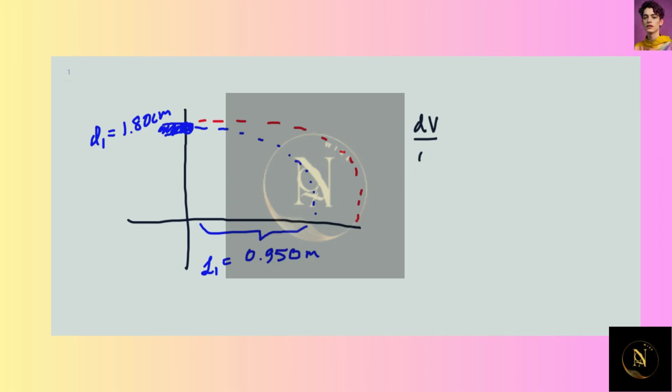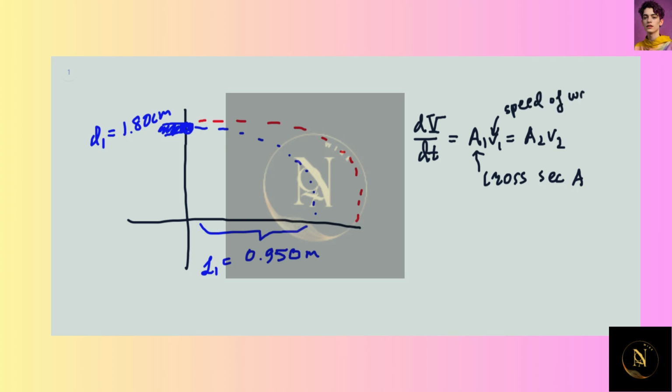So what it says is dV/dt, where V is big V, which denotes volume, is going to be equal to A1 V1, which is also going to be equal to A2 V2, where A is the cross-sectional area of a hose, and then V is the speed of water in that hose. I'll write water as H2O.